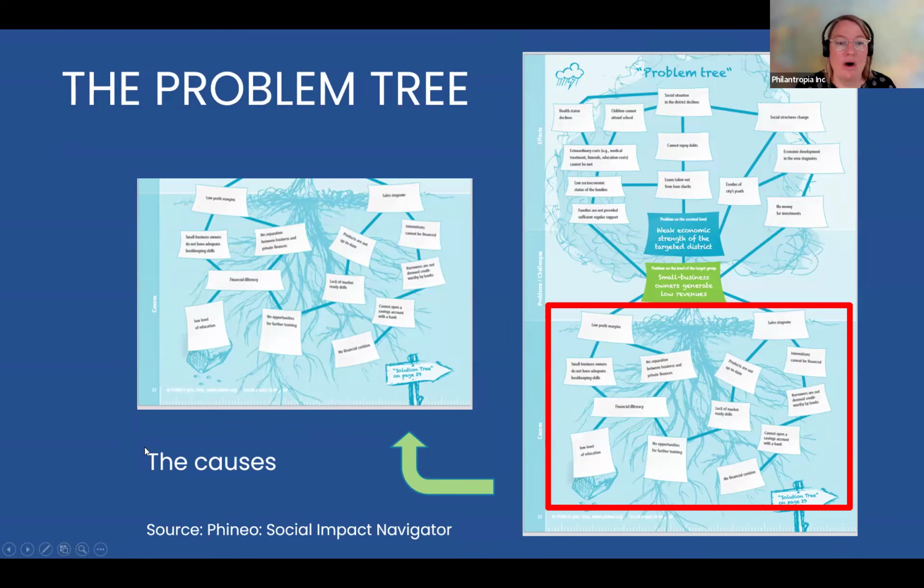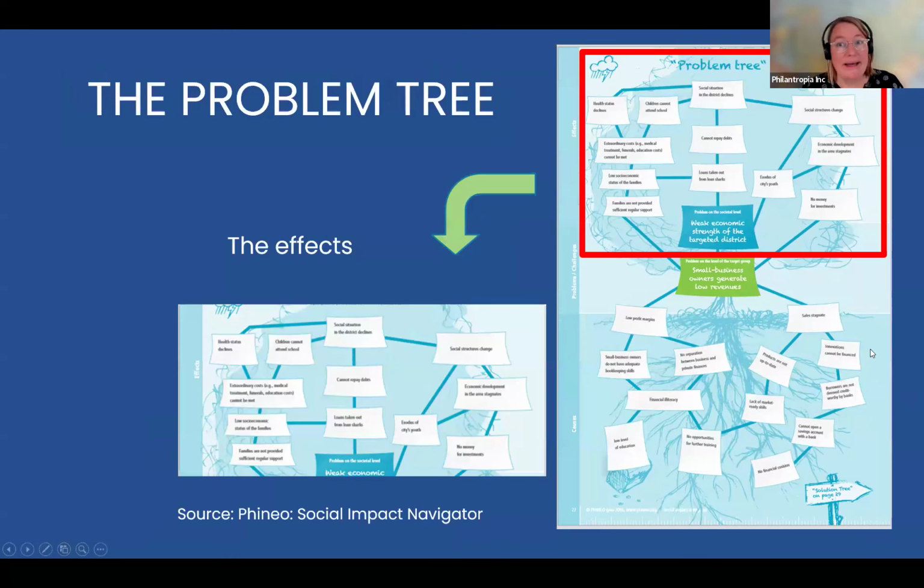As I said, the roots are the causes of that problem. So what causes the issue that is the trunk? What are the things that lead towards it? And you would always start with something very broad at the bottom, and then get more specific towards the trunk, and then actually get to the things that cause this problem. And the top are the effects of that problem. What happens because of this? So kids don't go to school, so that's why they don't earn more, they don't finish high school, they don't have a degree, etc. So what happens next?